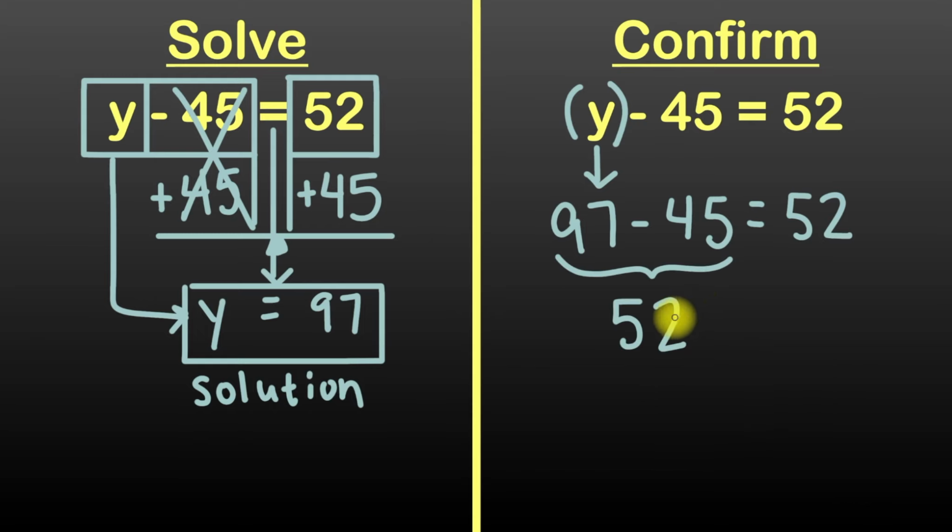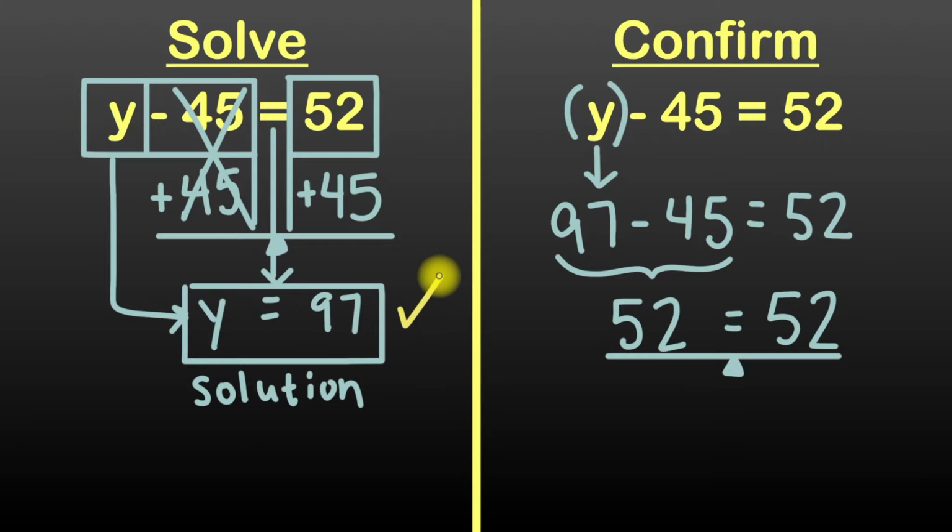So the left side is equal to 52, the right side is equal to 52. It's completely balanced because the left and right side are exactly the same thing, just like on a scale, totally balanced. And that means that our answer, y equals 97, is the correct solution.